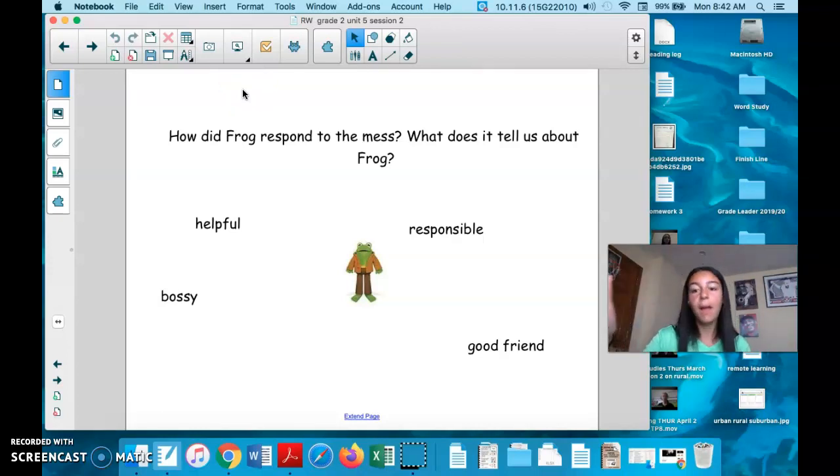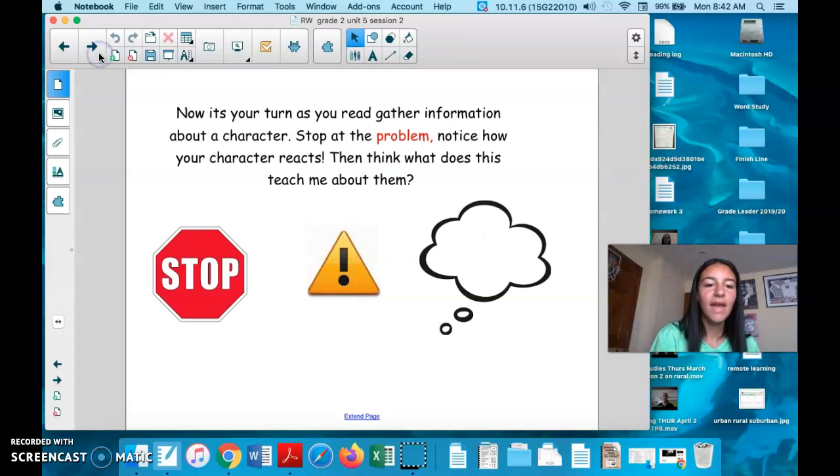Boys and girls, we just did a fabulous job. We noticed the problem, and then we thought about our stars and said, how did they react to the problem? And then we thought, what does this tell us about the stars of the book? I want you to give yourselves a pat on the back. Great job. Now it's your turn. Today you are going to go read your series book on MyOn. As you read, you're going to gather more information about that star. When you see a problem, stop at the problem and notice how your character reacts. Then ask, what does this teach me about them?